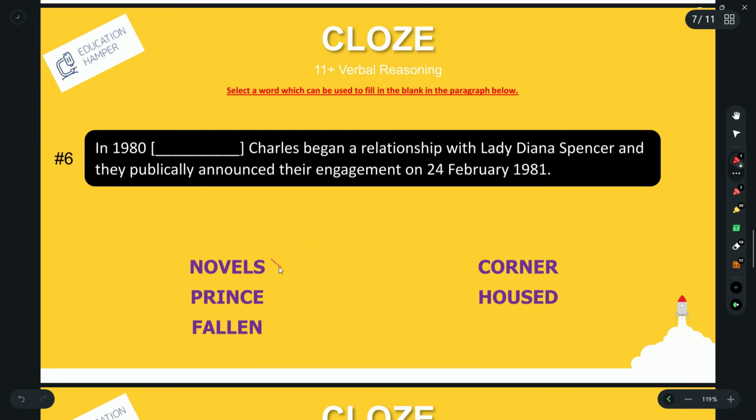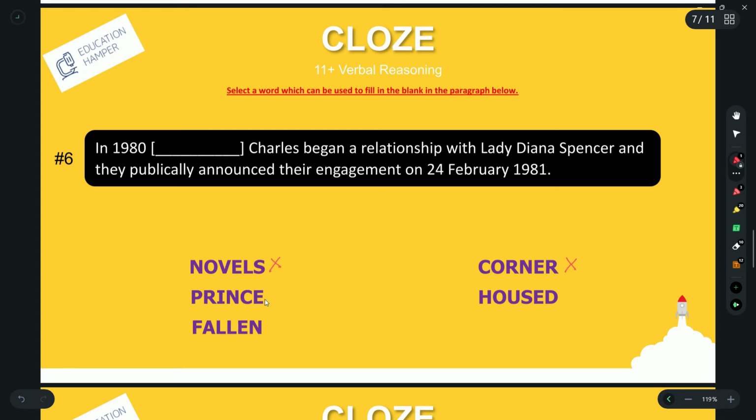"Novels", it's not really a title, and it doesn't fit the context. "Corner", doesn't fit the context either. In 1980, Corner Charles began a relationship. I don't think I've heard of anyone ever called Corner as a first name, so I'm skeptical about that one. Let's cross that out.